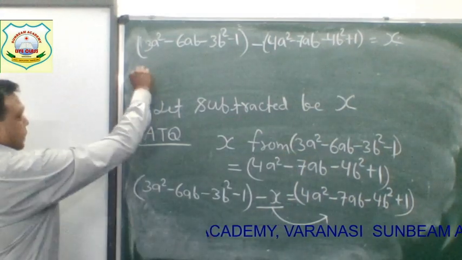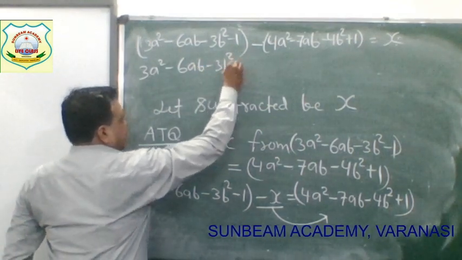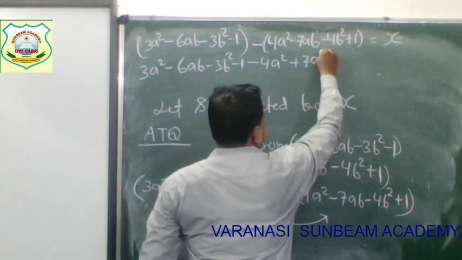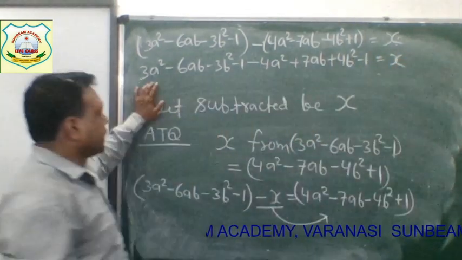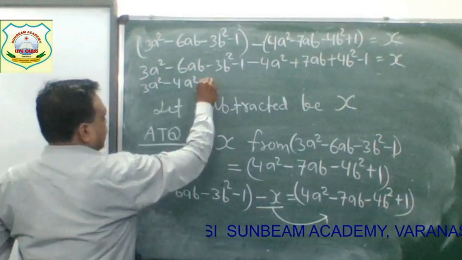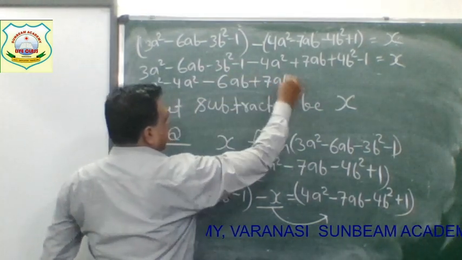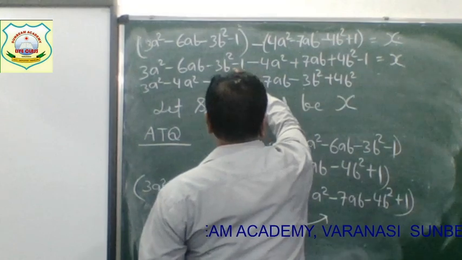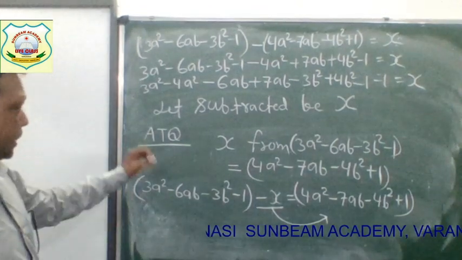Now open the bracket. Now same rule. 3a square minus 6ab minus 3b square minus 1. Open the bracket. The sign will change. Plus 7ab plus 4b square and minus 1. 3a square the single value minus 4a square, minus 6ab plus 7ab, minus 3b square plus 4b square, minus 1 is here, and here also minus 1, equal x. Till here students noted.